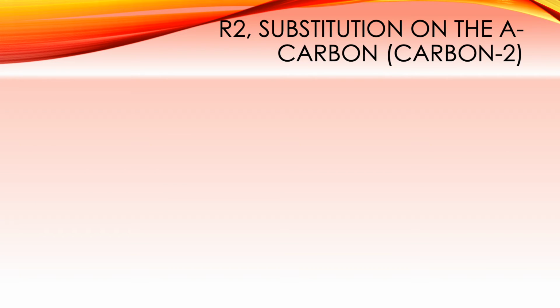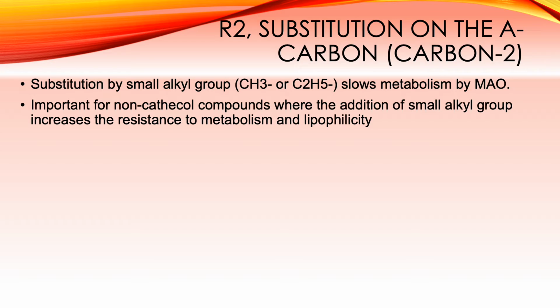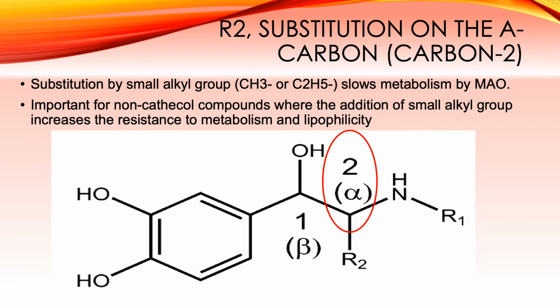So again, R2 or the second R for substitution is on our carbon 2 position, but it is alpha to our amine. So if we substitute it with methyl, it will have adrenergic activity, but it has slow metabolism with our monoamine oxidase. If it has slow metabolism with our monoamine oxidase, it can have better oral effectiveness because it can have longer duration of action in our body.